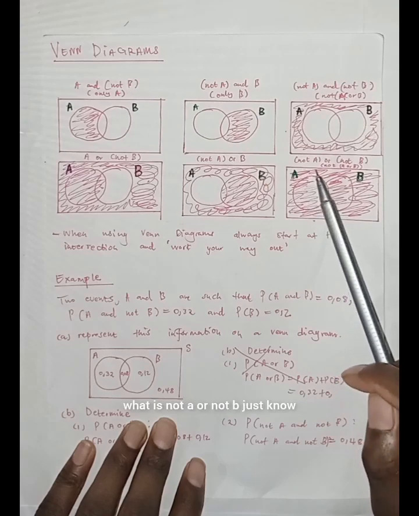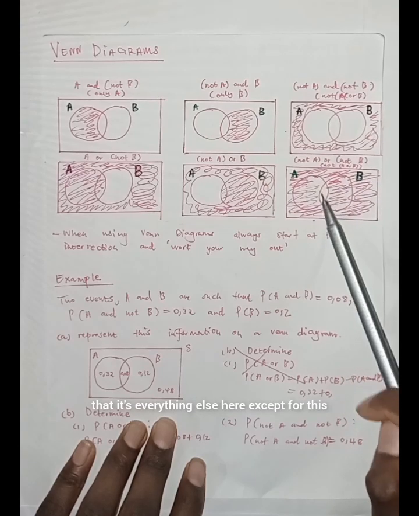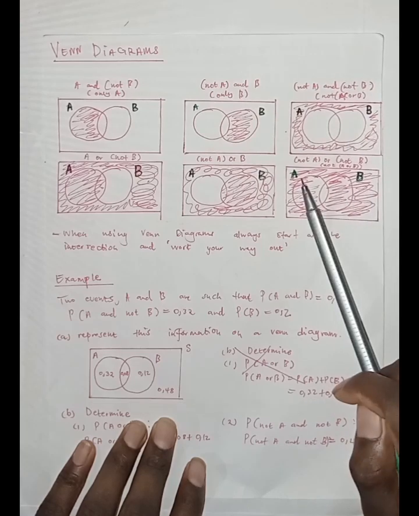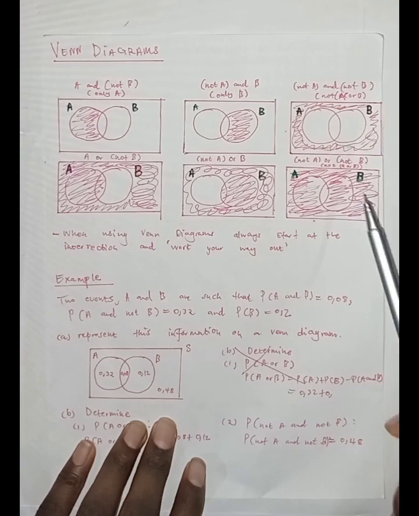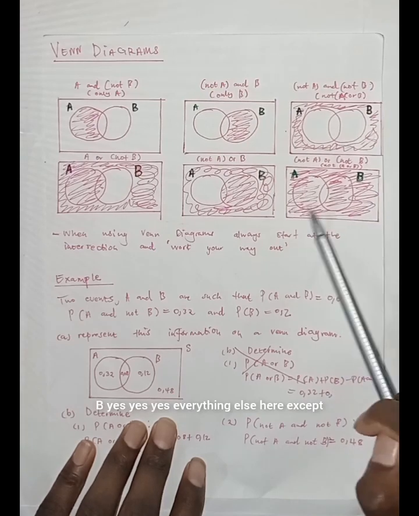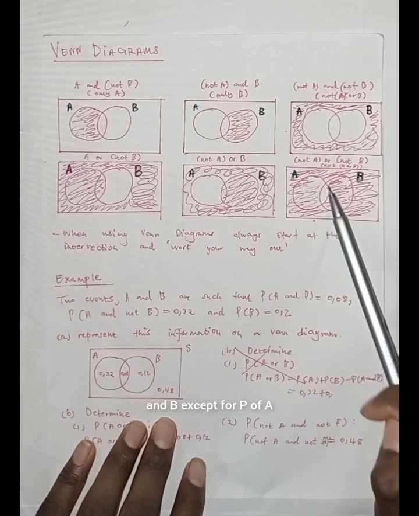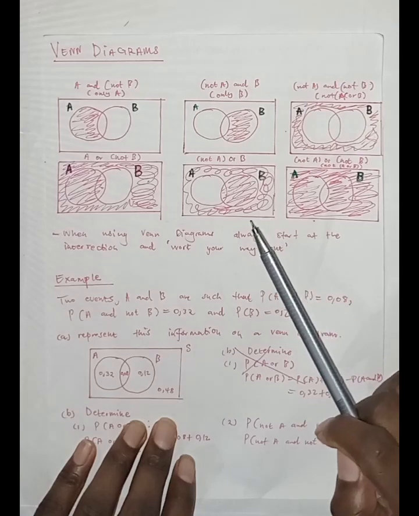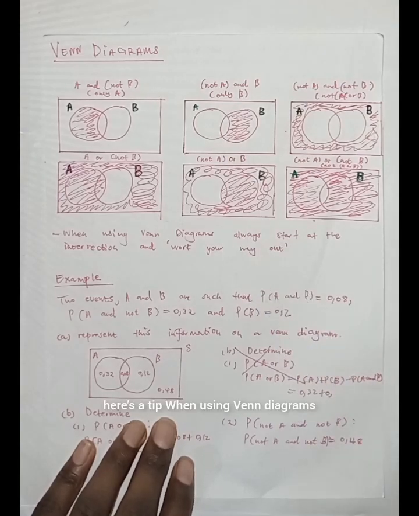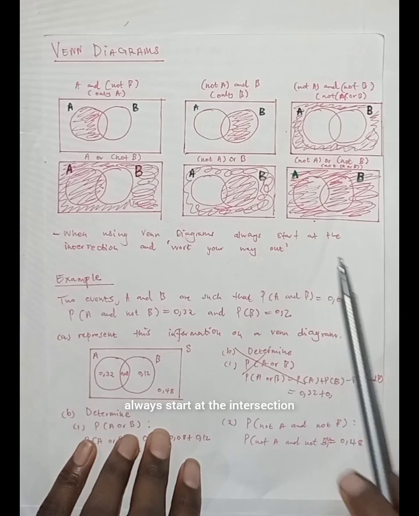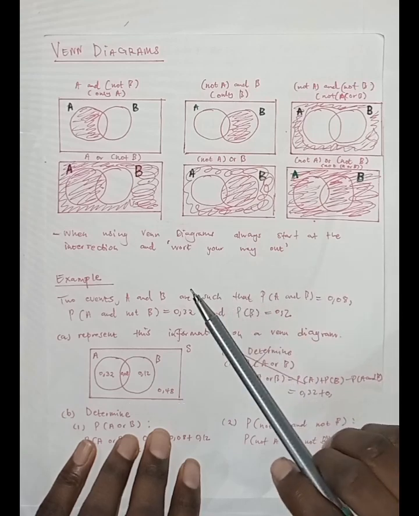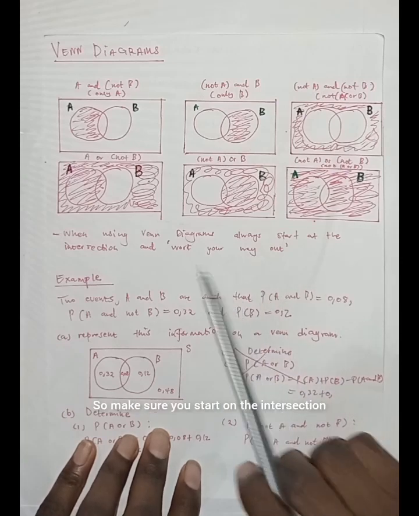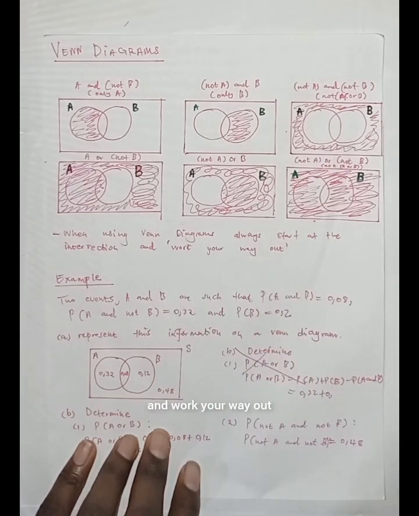If they ask you what is not A or not B, just know that it's everything else here except for this intersection here. Everything else is not A or B. Yes. Everything else here except for the intersection, P of A and B, is not A or B. Now, here's a tip. When using Venn diagrams, always start at the intersection and work your way out. Because if you start with A only, B only, you're just going to confuse yourself. So make sure you start on the intersection and you work your way out.